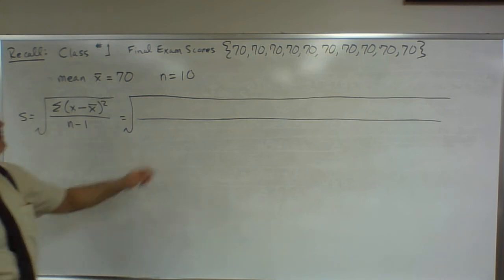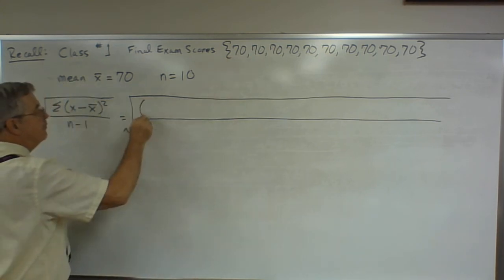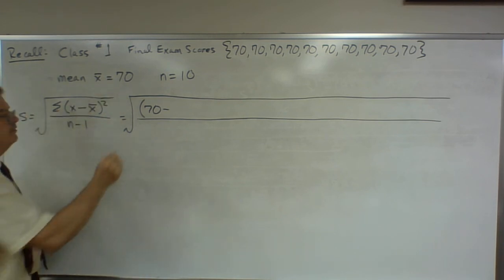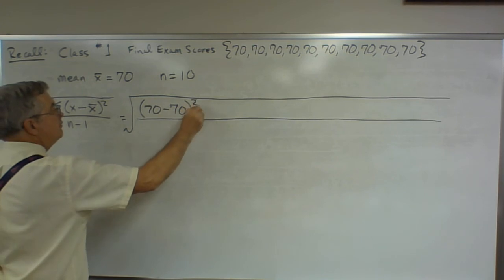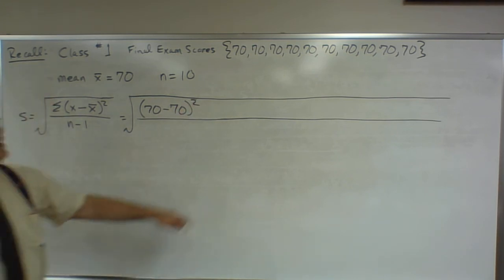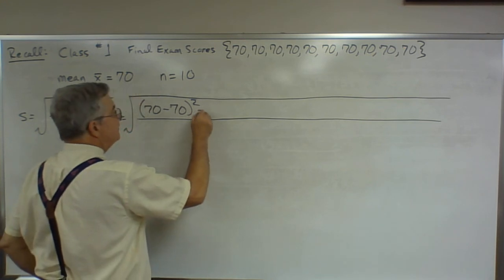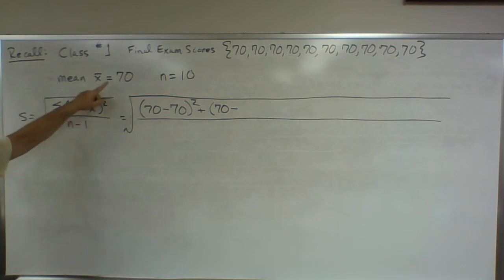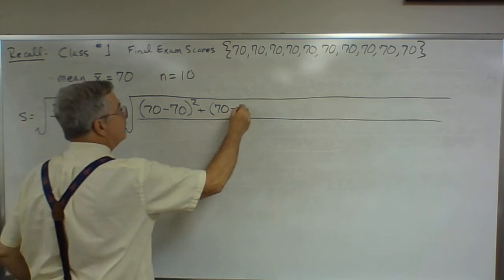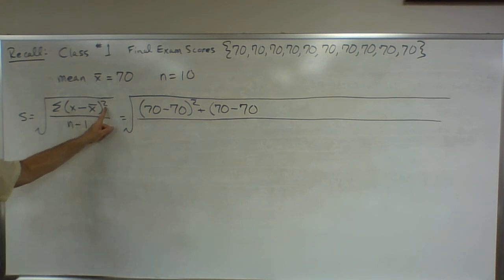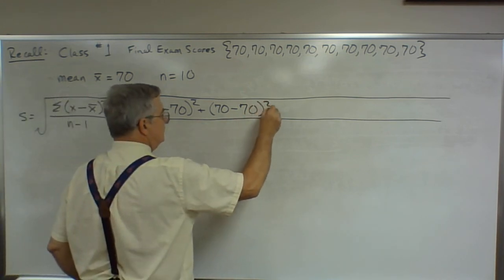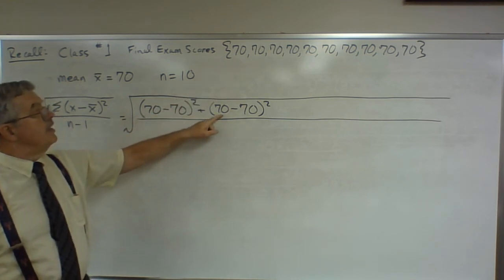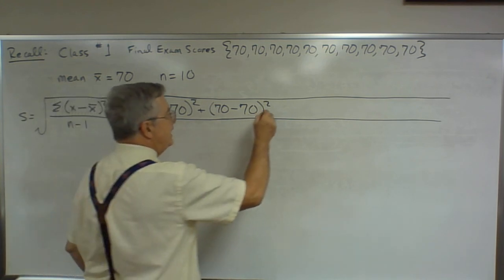We take the first data value, 70, and we subtract the mean x bar, which is also 70, and square it. Then we take the next data value, which is 70, subtract the mean x bar, which is 70, and we square it. And we continue to do this for each of the data values. And all of the data values are the same.